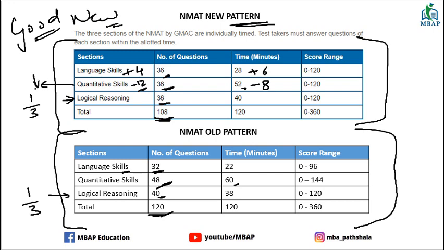It has come down. Earlier it was 48 questions, which was on a higher side, and now it is only 36 questions. In terms of weightage, I think this was close to 40% earlier, and now it has come down to just 33.33%, which is one third. So definitely a good amount of change out there, especially for people who don't like quant. Earlier it had more weightage towards quant, and now that has come down.